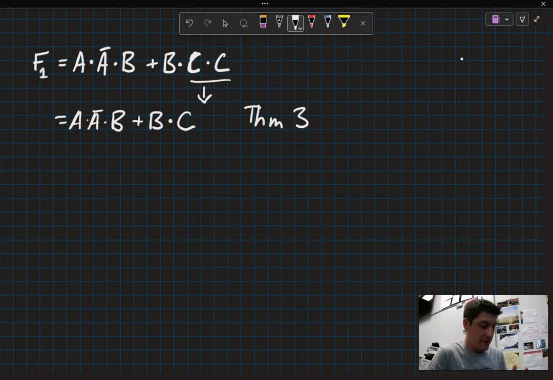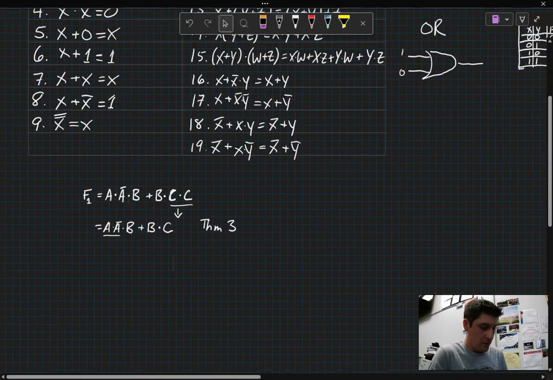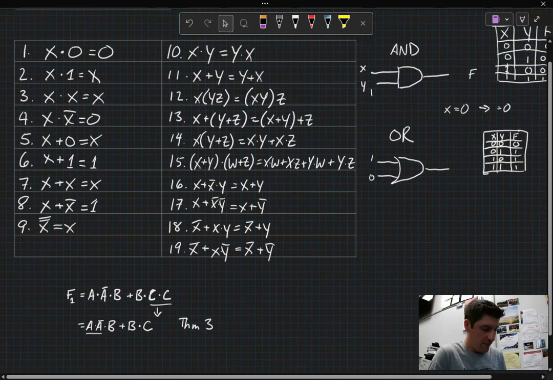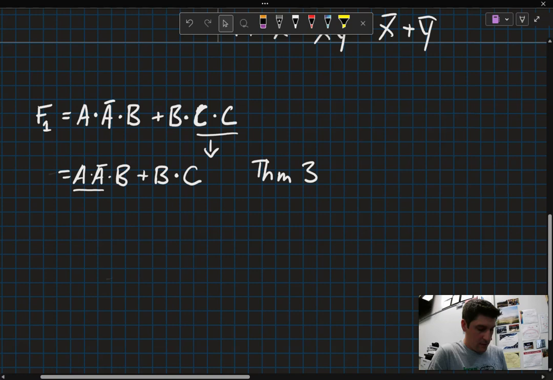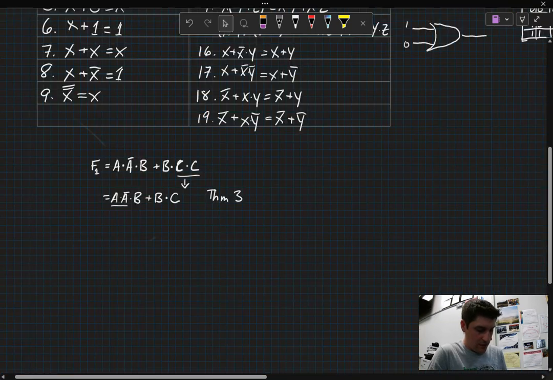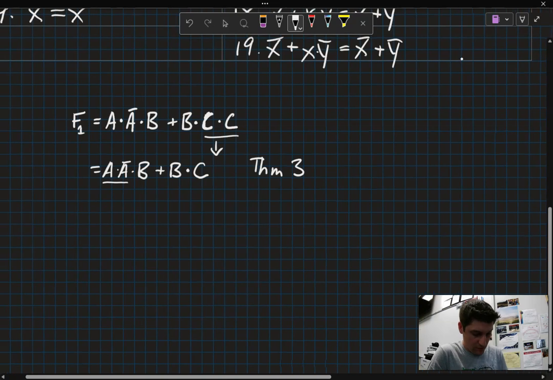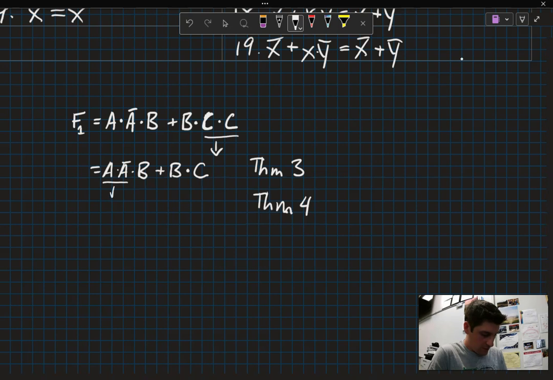The next thing that I see that I have here is I have A and A naught in my expression, and I remember that I have a theorem over here, theorem number 4, which says x and x naught equals 0. So x and x naught equals 0, and that was theorem number 4. So I'm going to write THM 4. I'm going to replace A and A naught with 0. So 0 and B, or B and C.